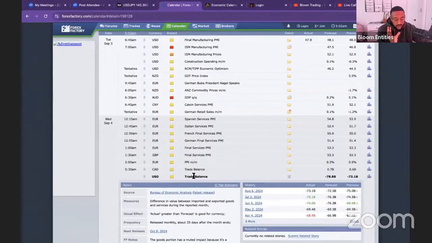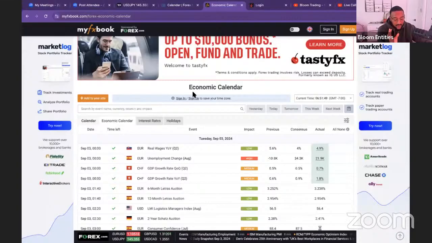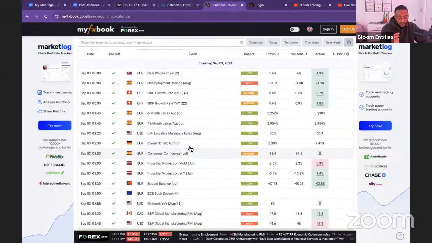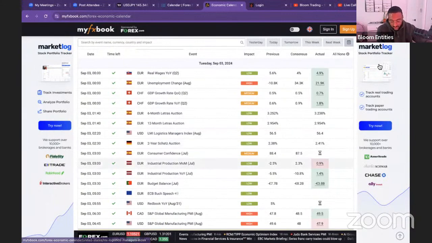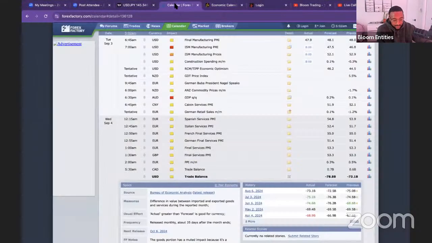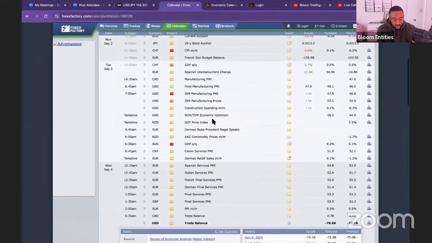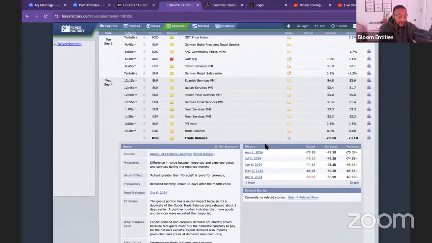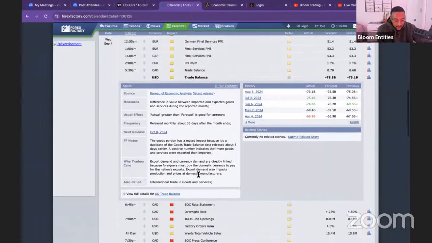There's another news website that I'll get to, MyFXBook, that I'm starting to like more than Forex Factory just because it's a little bit more expansive. I just don't like all the ads on the side. The ads annoy me. Forex Factory is just super clean. That's really the only reason. But this trade balance will be really important when it releases tomorrow.